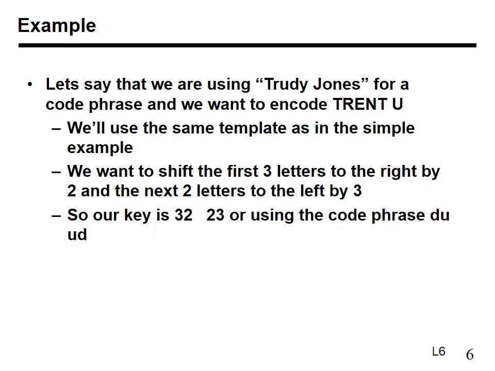So let's say that we are using Trudy Jones for a code phrase, and we want to encode Trent U again. Use the same template, the A to Z, space, and the numerals 0 to 9. So we're going to shift, say, the first 3 letters to the right by 2 and the next 2 letters to the left by 3. So in this case, our key would be 3223, or using the code phrase, DUUD.